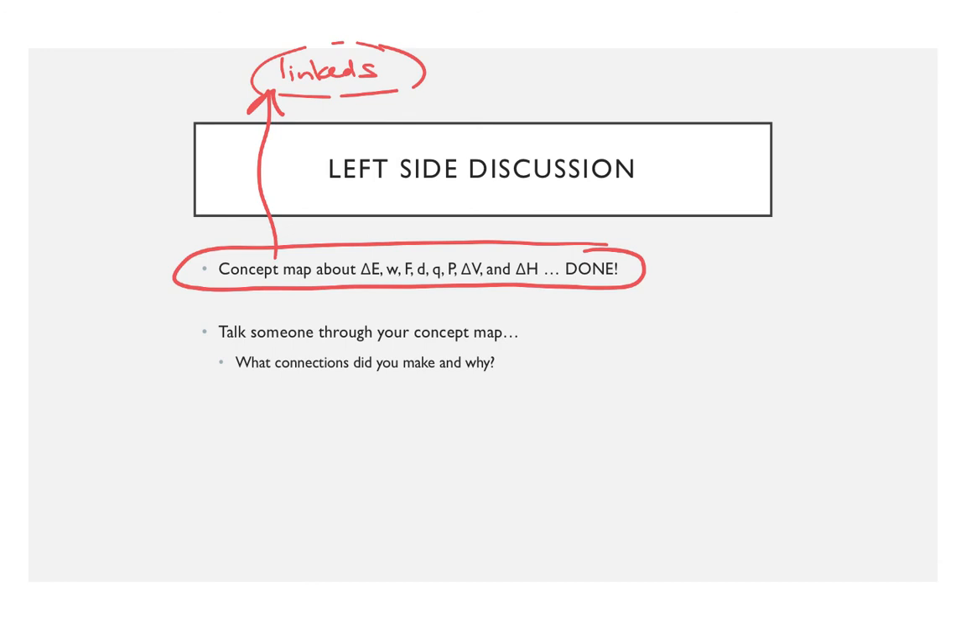Once you are done making your concept map, I just want you to take it to somebody, a parent, a guardian, your dog, something, and talk them through your concept map, so they can see how things are related. It's not important that they understand it fully, but it's more important that you get to a point where you understand what you're talking about.